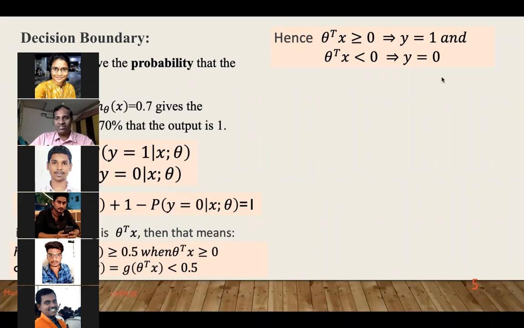So this is nothing but your linear regression equation, because theta transpose x is theta naught x naught plus theta 1 x1. So we should get the weights so that whenever y equals 1, our linear function theta transpose x gives a value greater than 0. Whenever y equals 0, it should give less than 0.